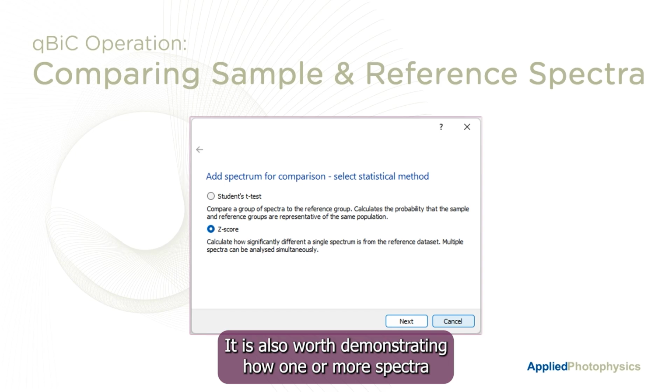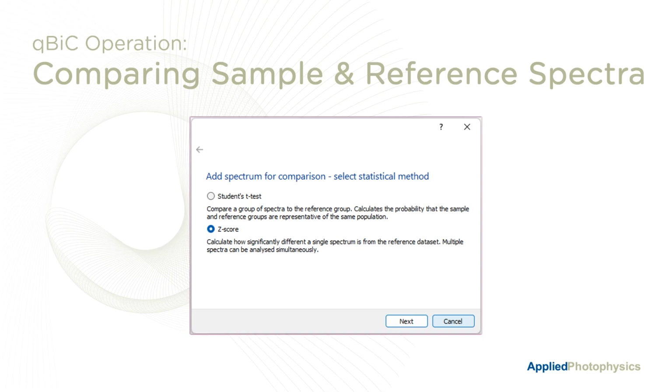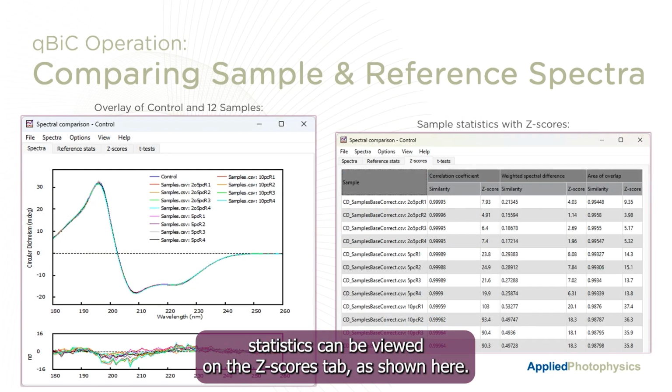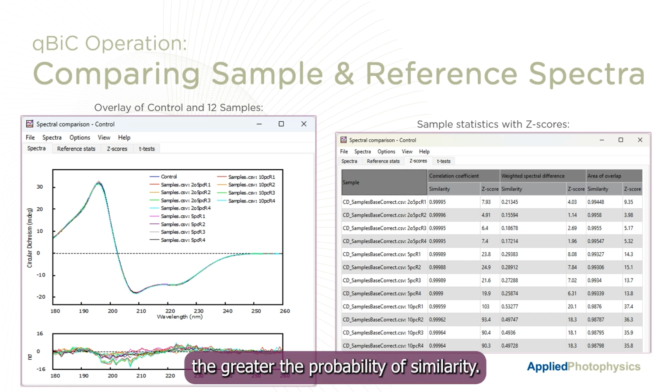It is also worth demonstrating how one or more spectra can simply be compared with the reference dataset using the z-score. The comparison statistics can be viewed on the z-scores tab as shown here. Remember that with the z-score, the lower the value, the greater the probability of similarity.